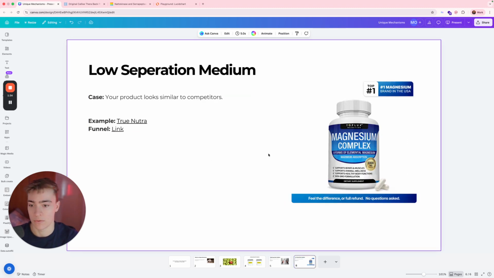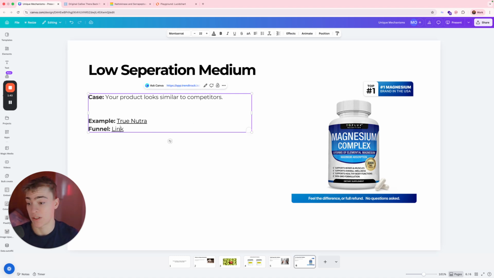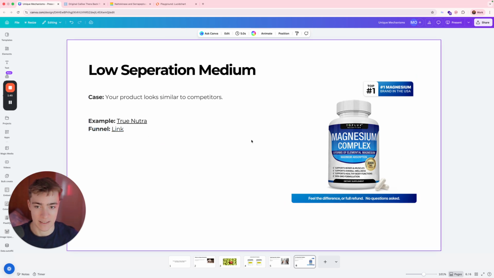Another one could be if you're just selling a supplement. There's not a lot of things that separate one supplement from another, but there still can be, and that's the case with a low separation medium. So you need to differentiate between the two in order to stand out.